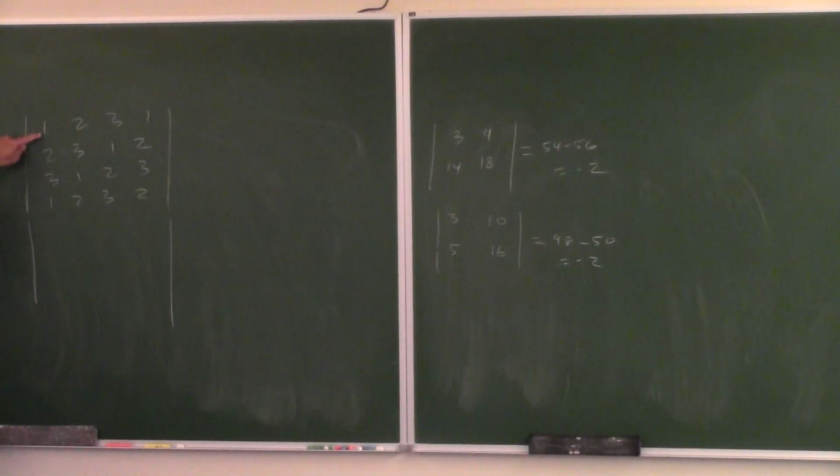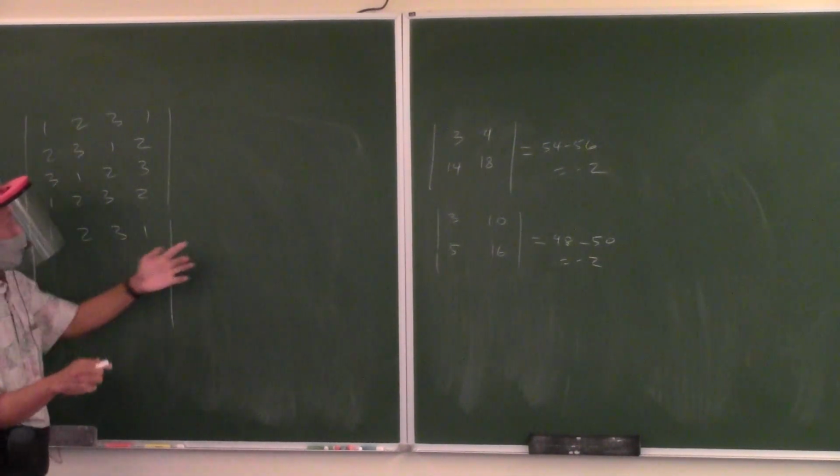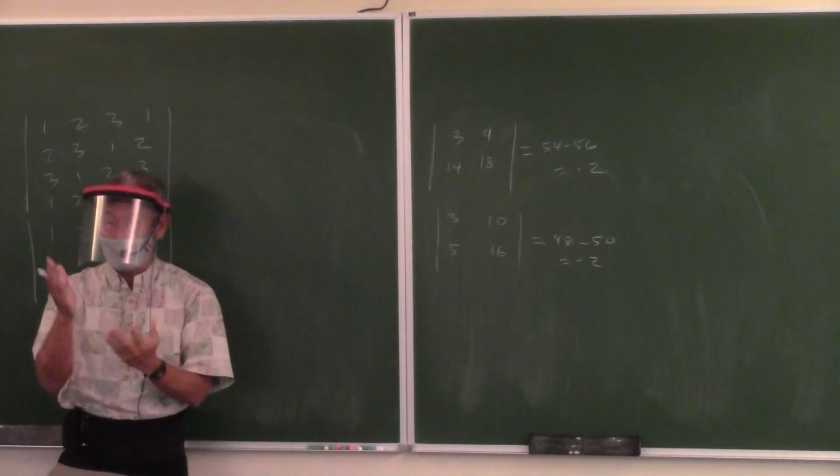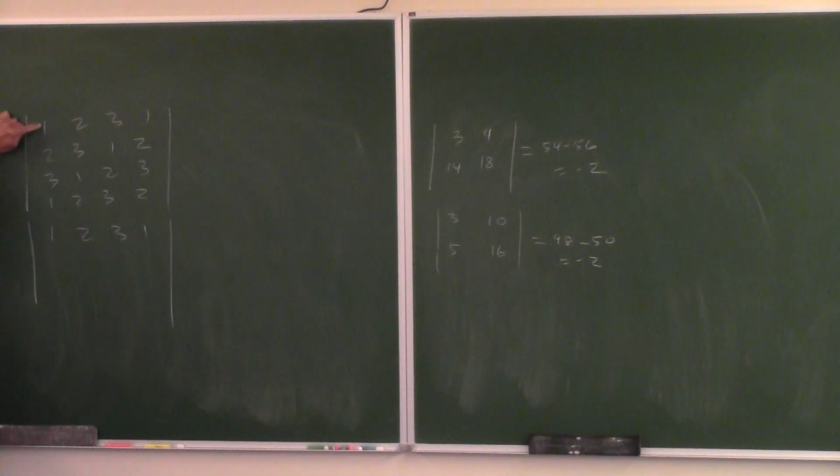Okay, I'm going to use this one here in the first row. So the first row, you don't touch it, just like we did over there. You got to pick one row or column. Don't touch it. Now, your goal: I'm going to use this 1 to make zeros here, here, and here. Because then if you have 3 zeros in a row, instead of doing 4 3 by 3 determinants, you only have to do 1 3 by 3. Isn't that better?